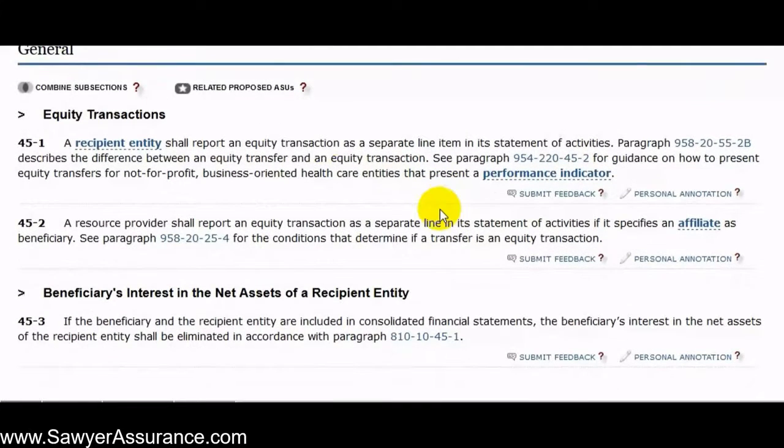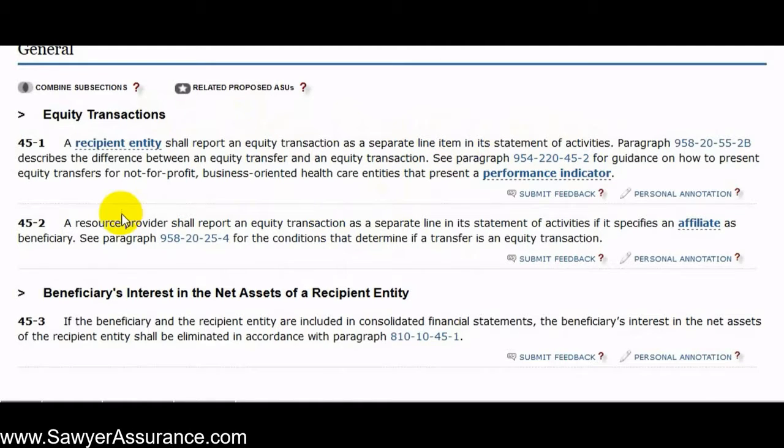So basically this other presentation section explains how to present that type of transaction. The recipient entity should report an equity transaction as a separate line item in its statement of activities. So let's say it receives some assets from a beneficiary entity that it doesn't have to pay back to the beneficiary. Then it should record maybe a below-the-line revenue item. It doesn't really give us any specifics here, but we could maybe name it something like increase of assets from equity transaction, something like that.